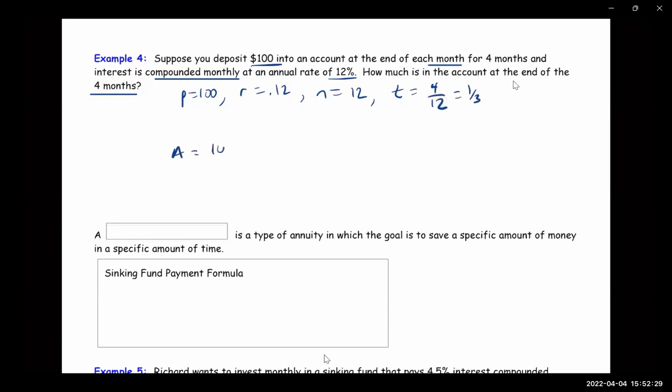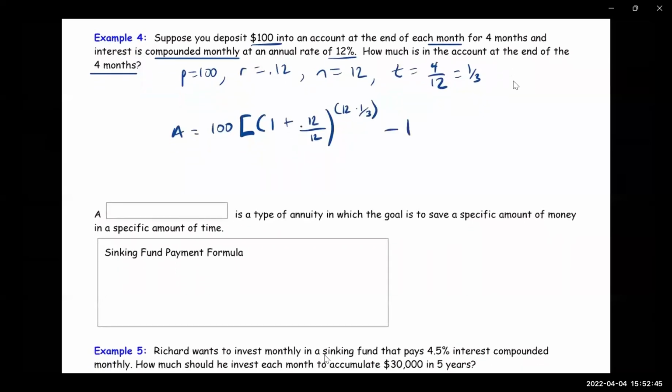So A equals P, parentheses 1 plus 0.12 divided by N, all to the N times T, so 12 times a third, minus 1, close bracket, all over 0.12 over 12. The only tricky part to this problem was that 4 months. You have to convert the 4 months into years, which is 4 over 12, which is 1/3 of a year. So this is how you would plug it into your calculators.